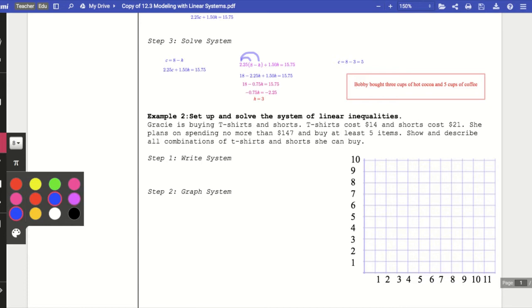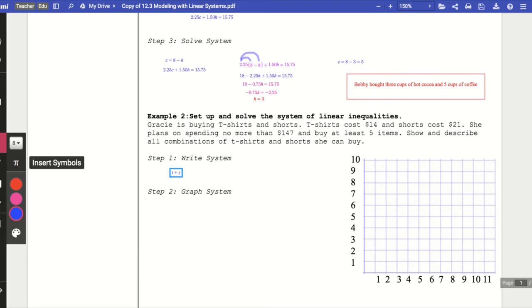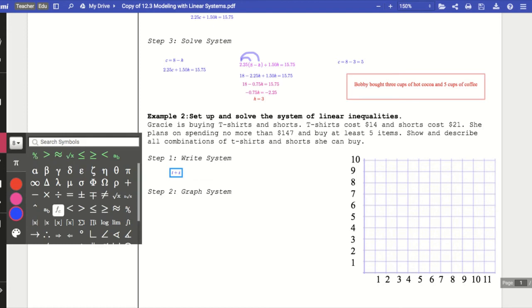The first thing I'm going to do is write my system. I know she wants to buy t-shirts and shorts, so t-shirts I'm going to represent by T, and shorts will be S. So T plus S is going to be greater than or equal to 5, because she's buying at least 5, but possibly more than 5 items. So we're going to use that greater than or equal to 5.